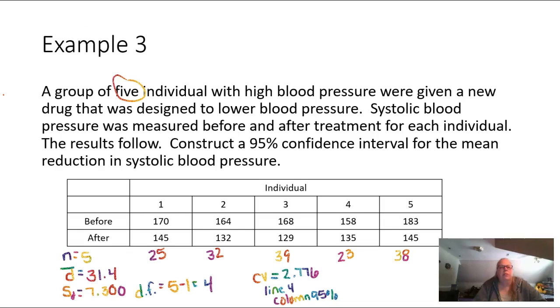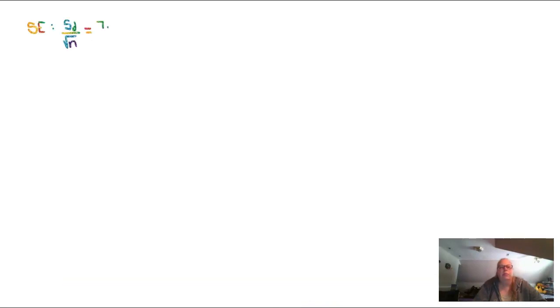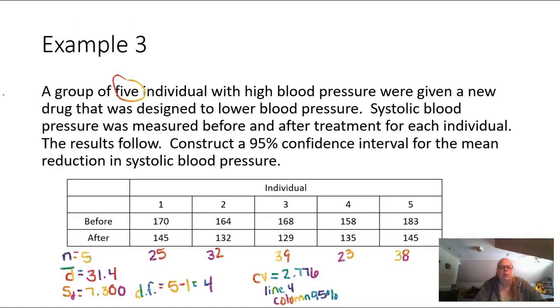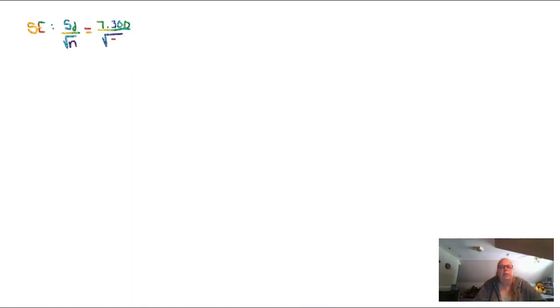All right, over here where I've got a little bit of room to work. The standard error is going to be the standard deviation for our differences divided by the square root of n. So the standard deviation for our differences in this case, 7.300, divided by the square root of, let's see, n was 5. All right, and let's put this in the calculator.